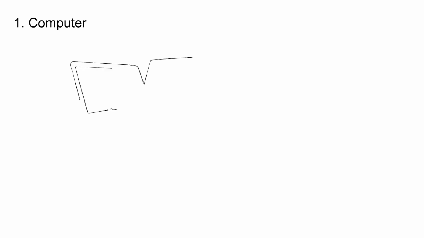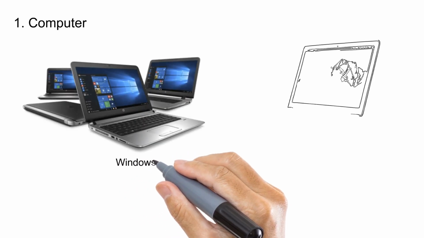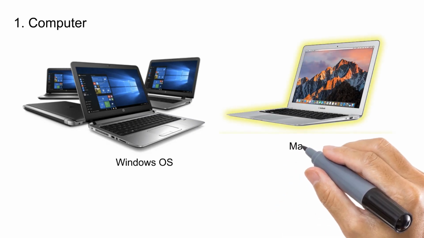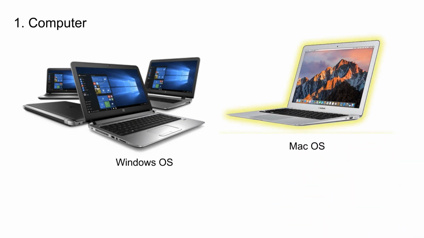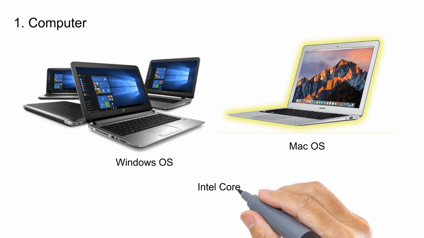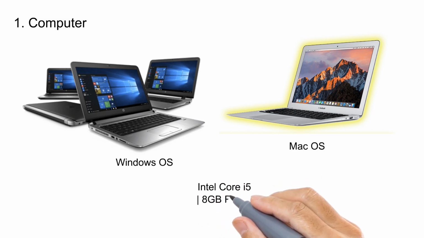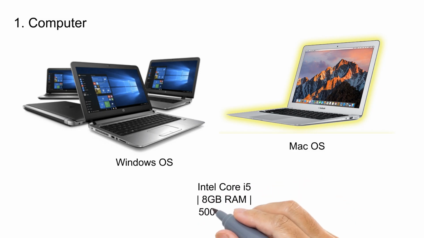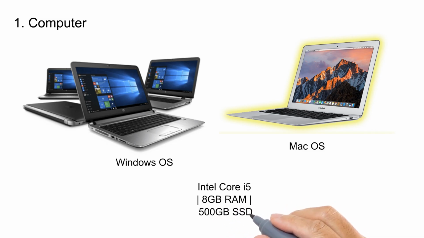Number one, a computer. Not just any type of computer. The least spec I will advise you is an Intel Core i5. That's the least you should buy for music production, the least system requirement. The computer can be a desktop computer or a laptop, anyone that you can buy, but each of them has its own advantages and disadvantages, so you make the choice.